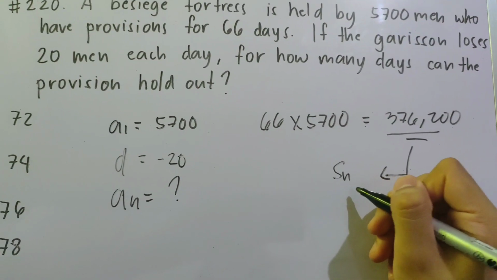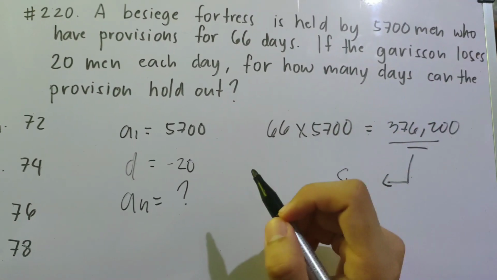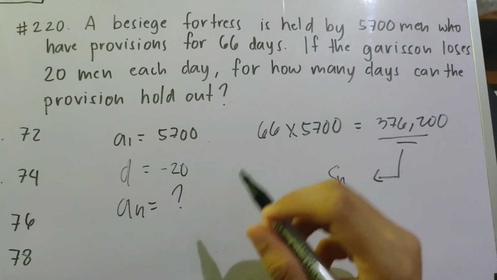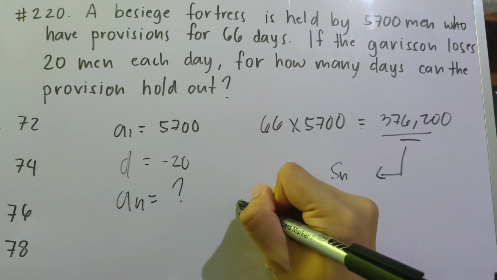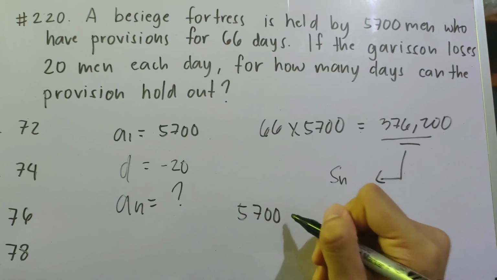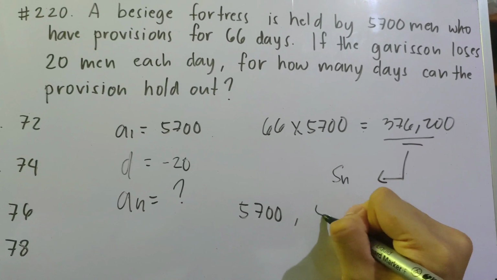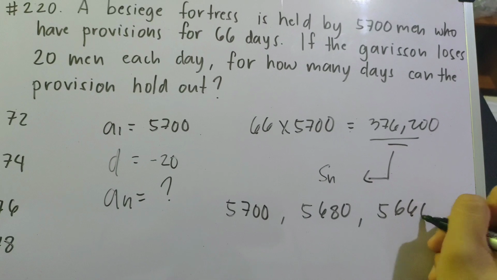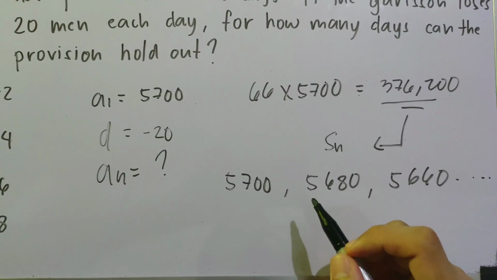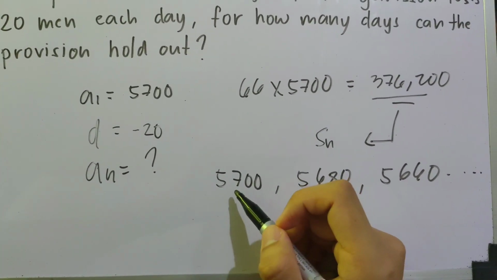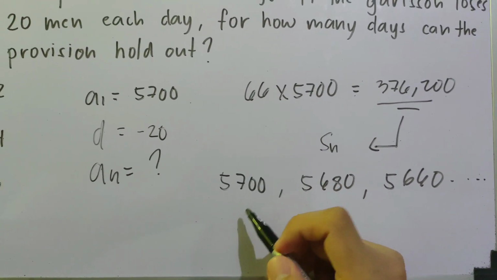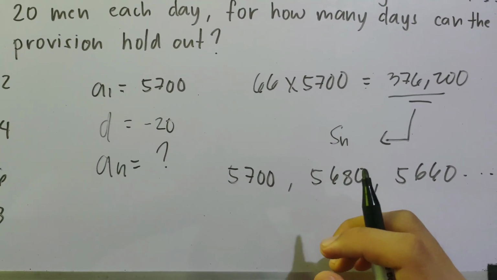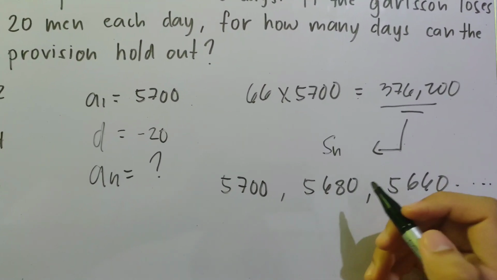Pero bakit SN to? Kasi for example, sabihin na natin, yung isang provision, yun ang pagkain ng isang tao sa isang araw. So, nung una, or yung first day, meron pa tayong 5,700 men. Tapos, nung second day, meron tayong 5,680 men. Tapos, naging 5,660. And so on. Dun sa first day, kakain sila ng 5,700 provisions. Sa second day, 5,680 provisions naman. So, kung gaano karami yung tao, ganun din kadami yung provisions na makakain nila sa isang araw.